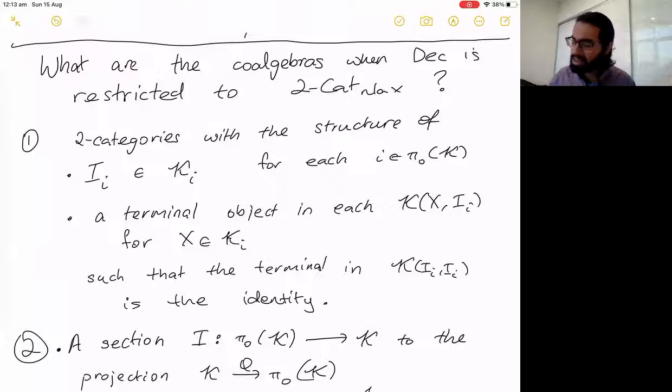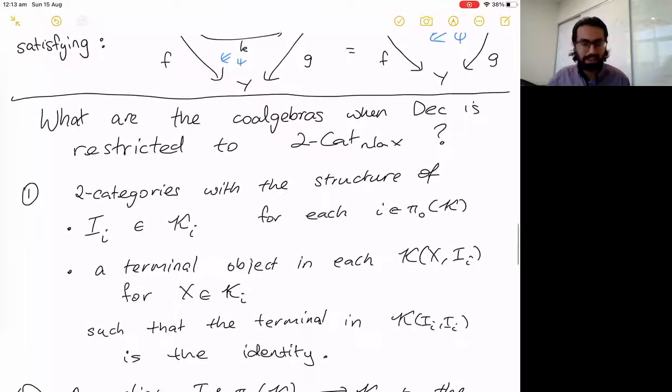One way to characterize a 2 category with a Decalage coalgebra structure is that it has some object in each connected component. I'm writing that as big I sub little I, where little I is an index telling you which connected component of your 2 category we're in. And then, as well as that, you need a terminal object in each HOM category into that object. So if X is in that same connected component, then the HOM category KXI should have a terminal object.